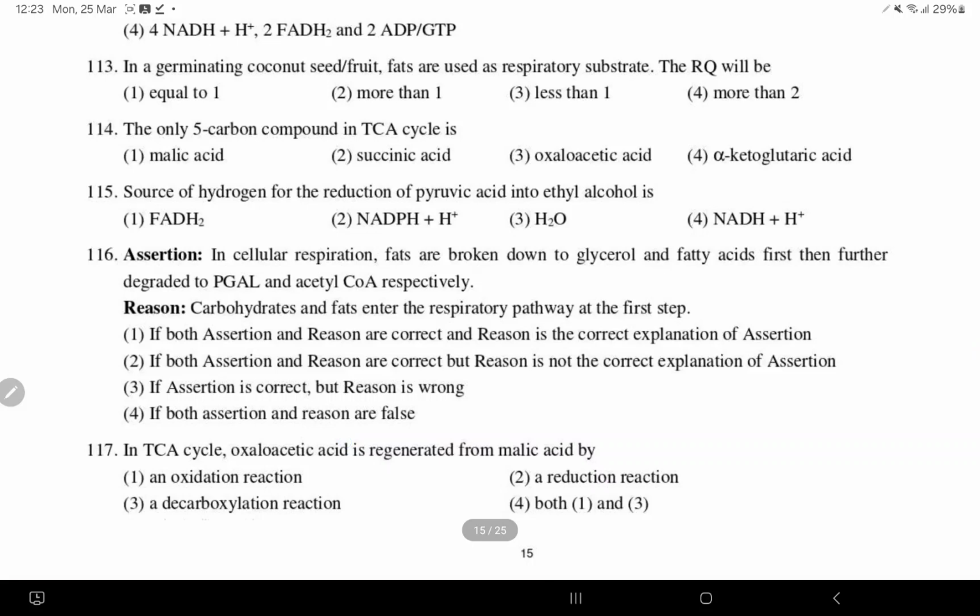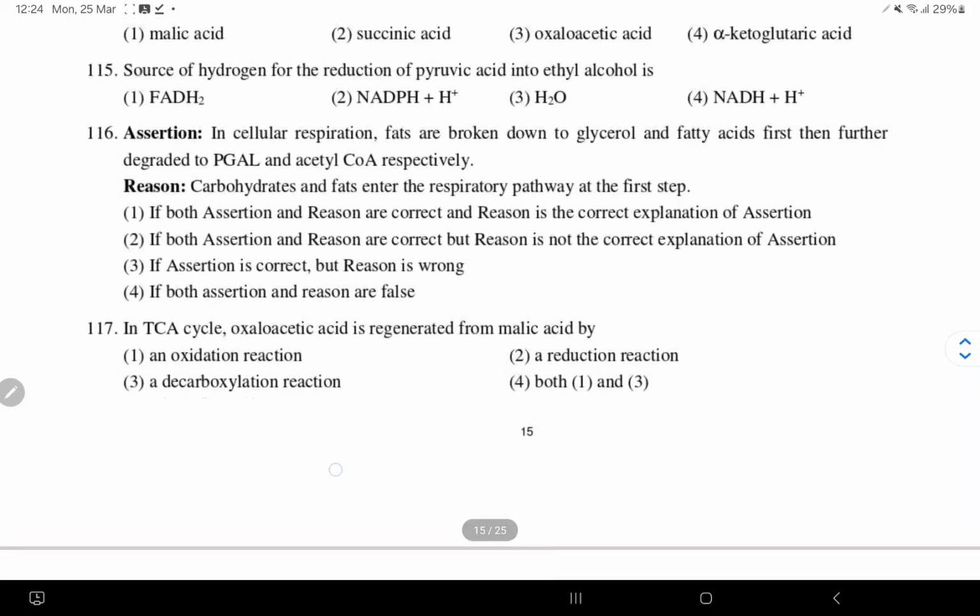Source of hydrogen for reduction of pyruvic acid into ethyl alcohol is NADH plus H plus, option 4.